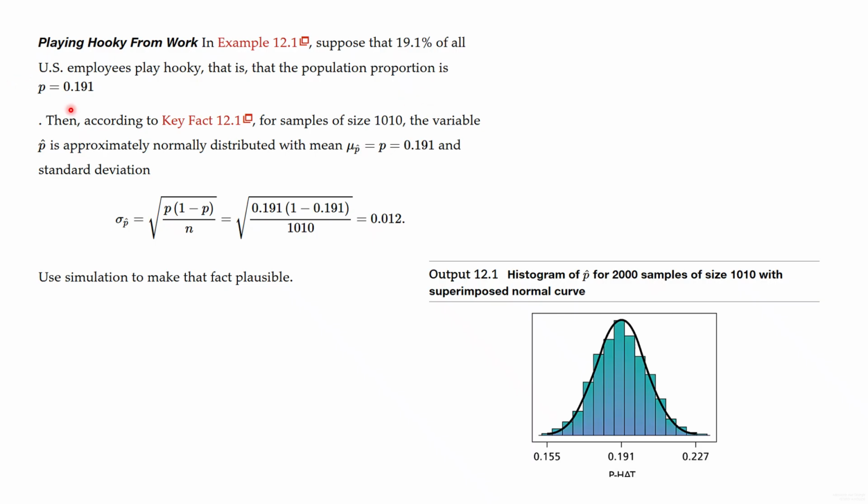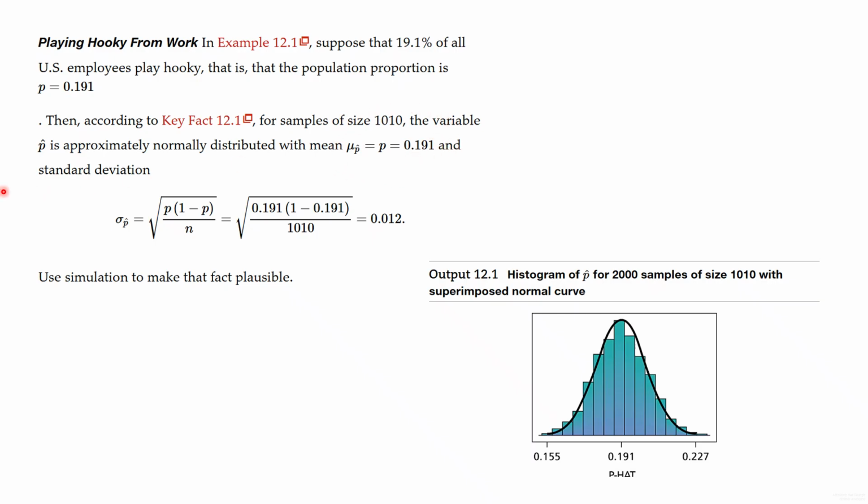Now I want you to stop. If P is equal to this, what is Q? Q is going to be equal to 1 minus 0.191. So then according to our key fact from the last slide, for samples of size 1010, the variable p hat is approximately normally distributed with a mean of mu p hat equaling p. So that's equal to 0.191, and then we can calculate our standard deviation. So how do I know this part right here? Because of the key fact. It is a fact.